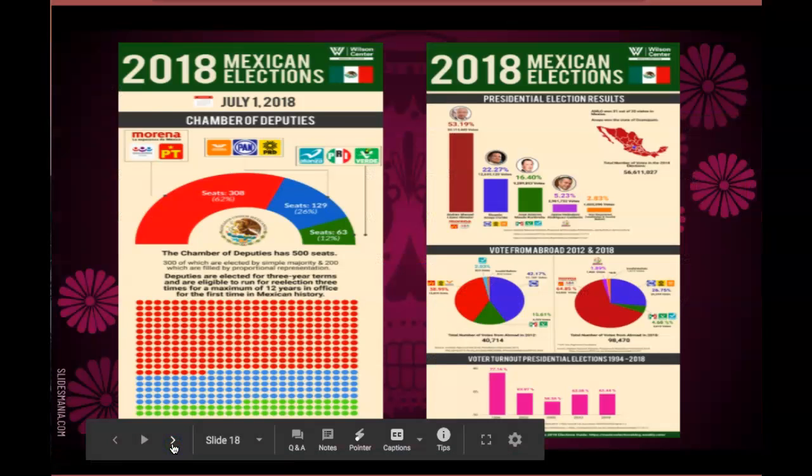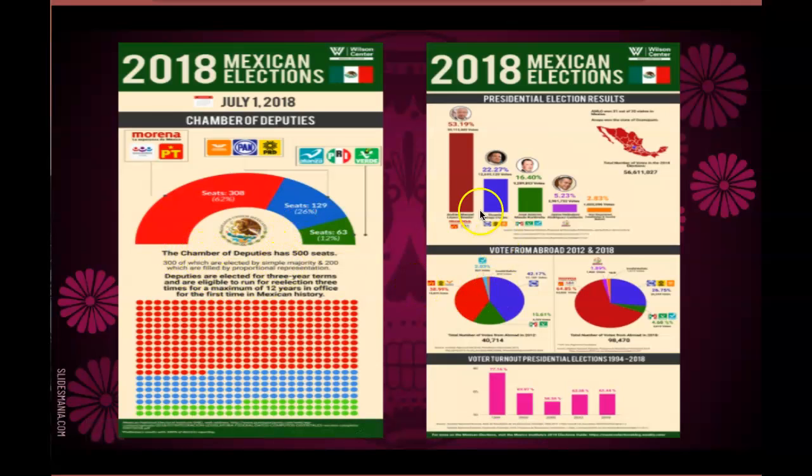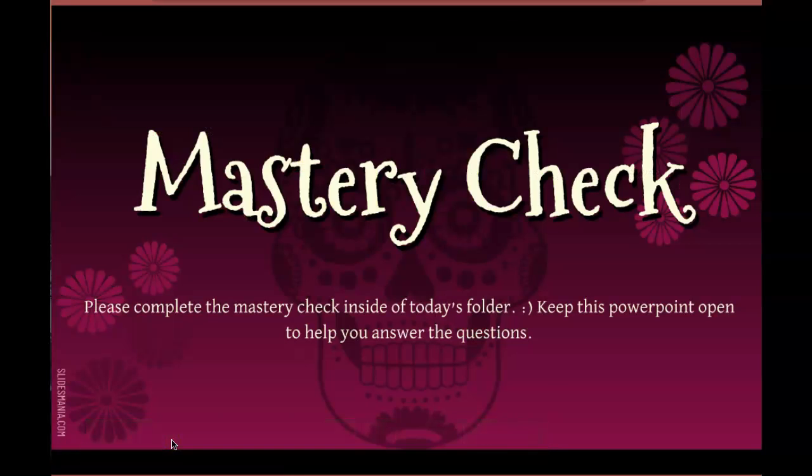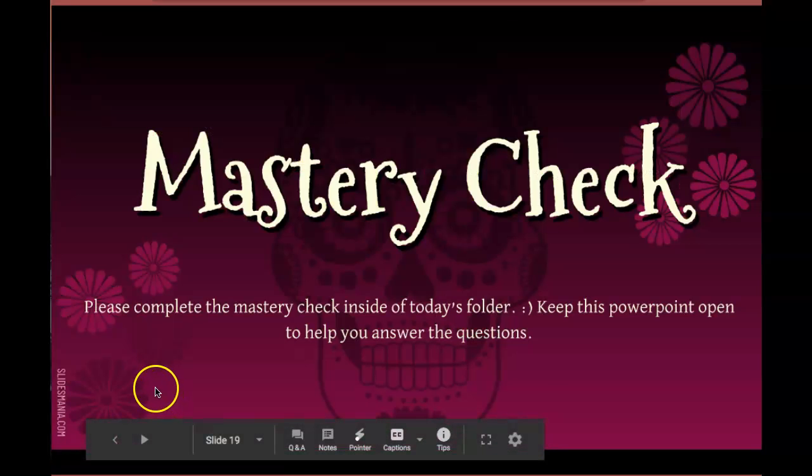Here is an example of the 2018 elections. Here are the seats, 308, 129, and you can look and see what these were, like the presidential demographics. All right, so that was politics in Mexico.